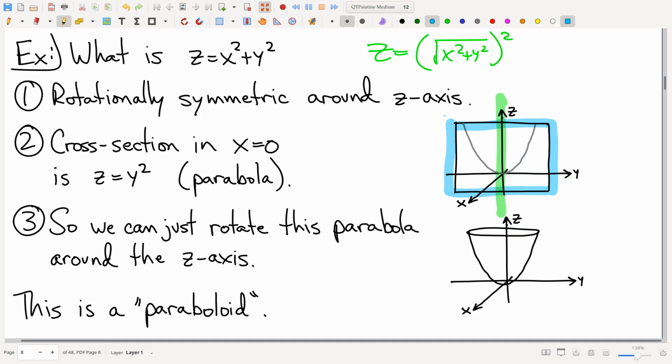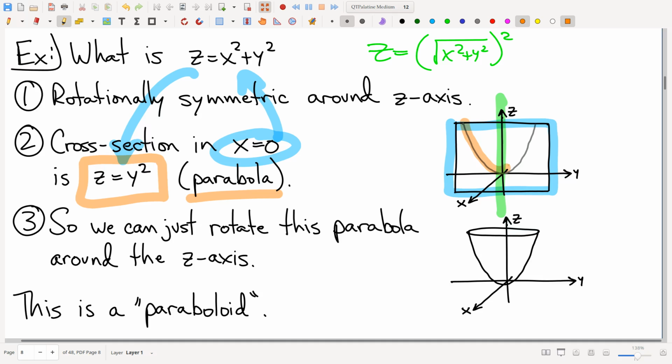And here's how easy it is to find the cross section in that YZ plane. There's the YZ plane. Plug it in to your original equation. And notice you get z equals y squared. That's a familiar form, right? That flashback to high school algebra. That's a parabola. Like so.